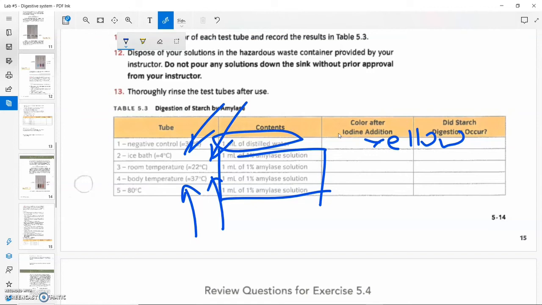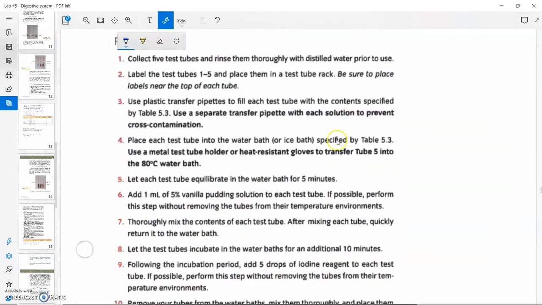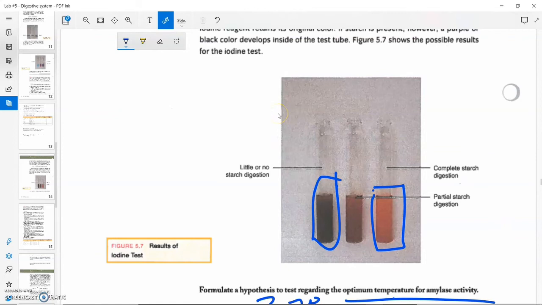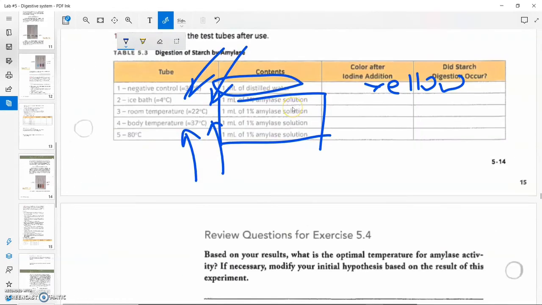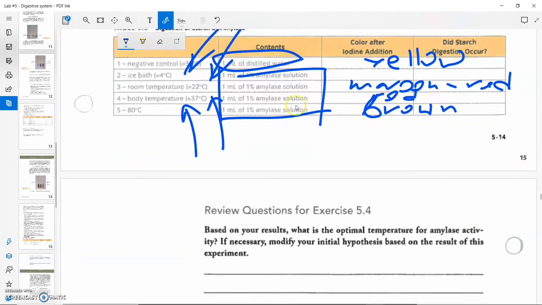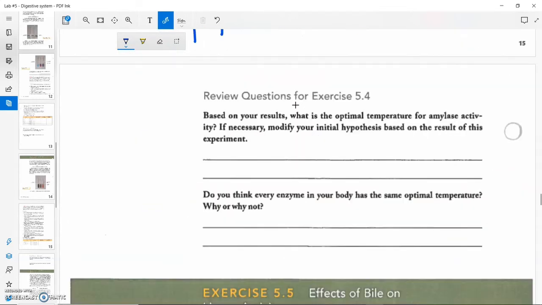It's just too cold. So the color will probably be somewhere between the brown, dark brown, and maroon. As we get to room temperature, it will be more maroon to red. And at body temperature, it will be red. There will be complete digestion of starch. And at 80 degrees Celsius, there will be no digestion, so it will be purely brown because high temperature will inactivate amylase. The optimal temperature is 37.